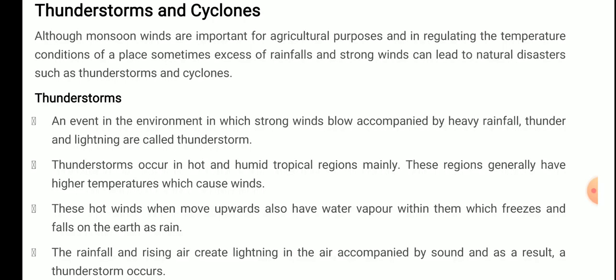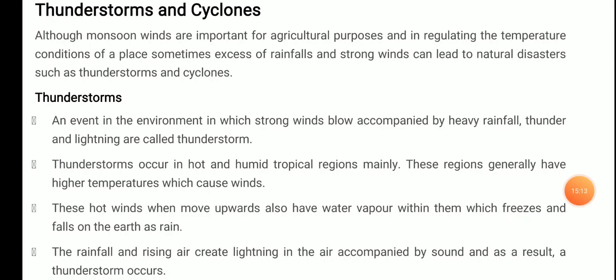The rainfall and rising air create lightning in the air accompanied by a sound, and as a result a thunderstorm occurs. This is the continuous movement of air and water vapors to and fro. So what happens: the rainfall and the rising air create lightning in the air accompanied by sound, and as a result a thunderstorm occurs. Okay students, so these are the points related to thunderstorms. Read these points again and then we will be moving forward.